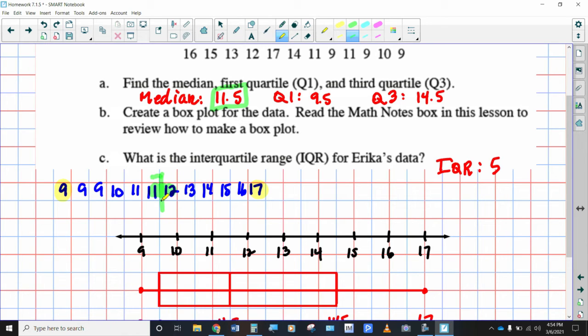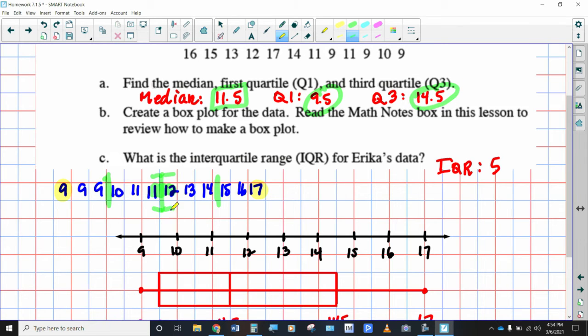And then when we need to find the lower quartile, we're going to take everything below, and there's 1, 2, 3, 4, 5, 6. So 9.5 is going to be your first quartile, and 1, 2, 3, 4, 5, 6, the halfway point there is 14.5. So that's going to be your upper quartile.